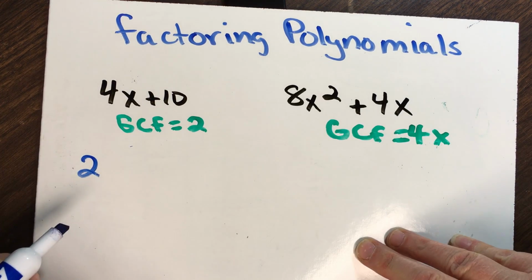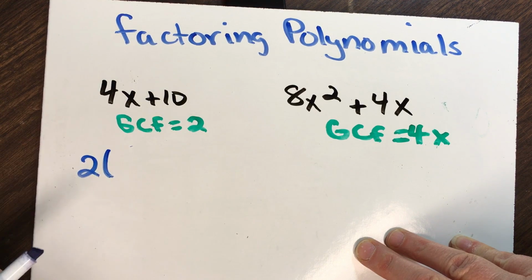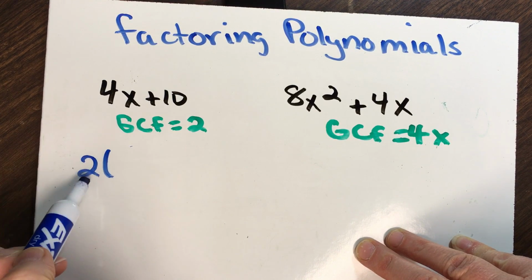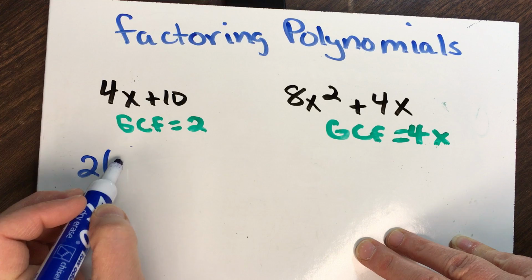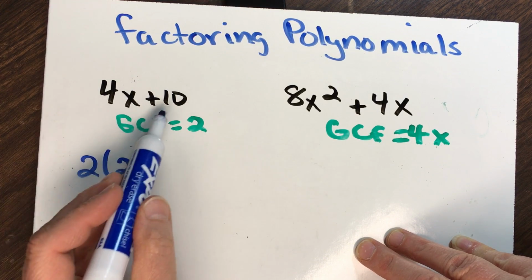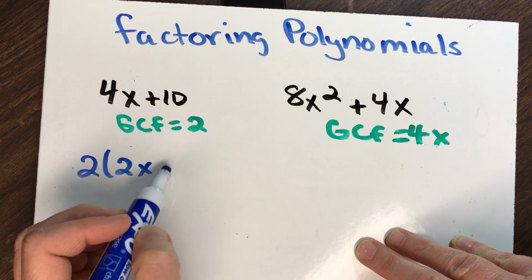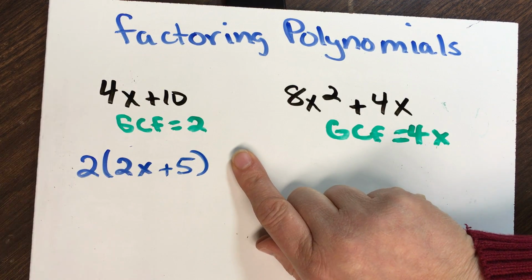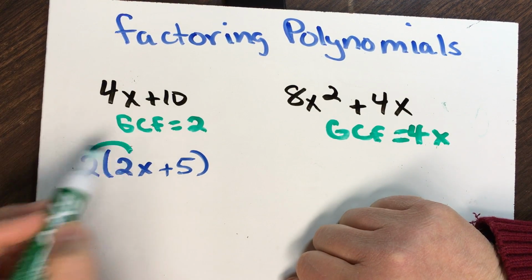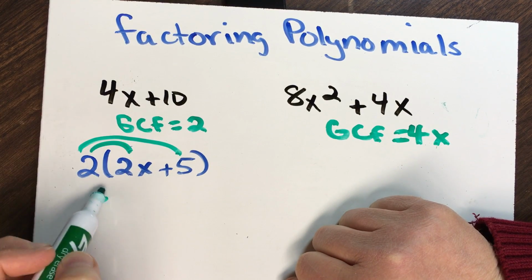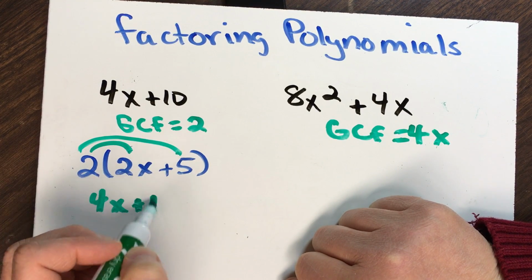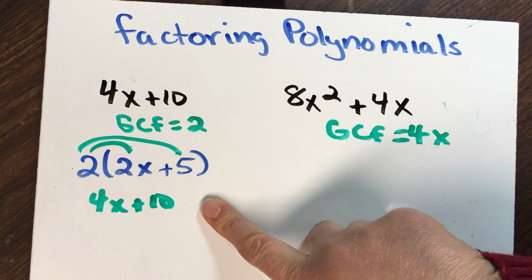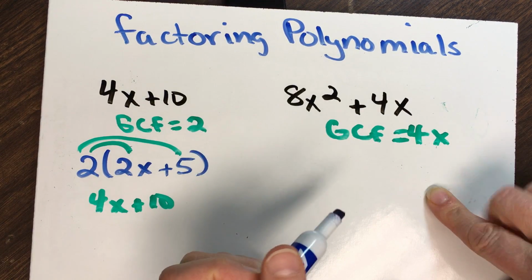So when we pull it out, we're going to pull it to the outside of our parentheses. So 4x divided by 2 would be 2x. 10 divided by 2 would be 5. Now if I'm to go backwards to see if I did it correctly, I would multiply to here and to here, and I get 4x plus 10. So I did it correctly. Let's try that over here.